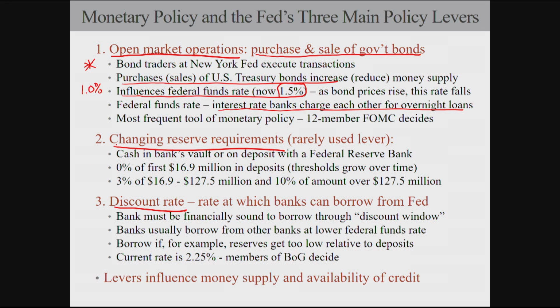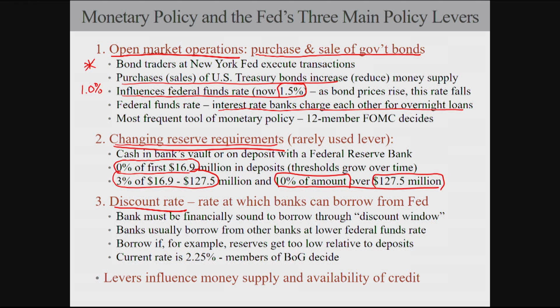Another lever that they have to influence bank activity is reserve requirements. These are a pretty rarely used lever. For the most part, these reserve requirements are 10% of the amount over 127 million. The first 17 million, no reserve requirement. There isn't one because it's sufficiently small that the Fed isn't worried if it needs to come in and kick in 1.7 million. So there's no reserve requirement for the first 17 or so million, a few percent for the next 110 or so million, and then 10% over that amount.